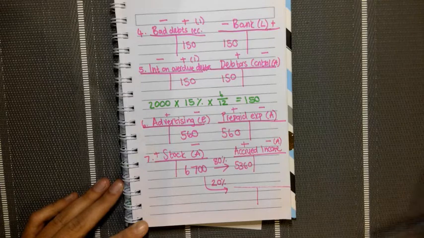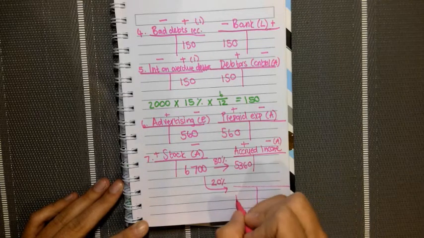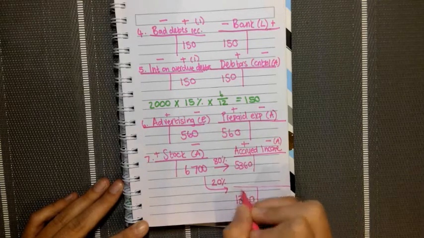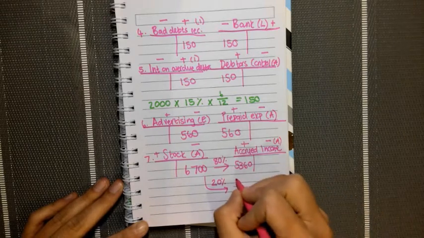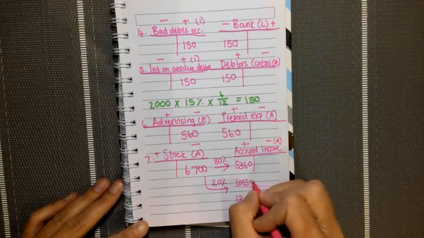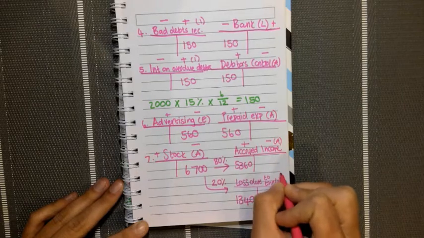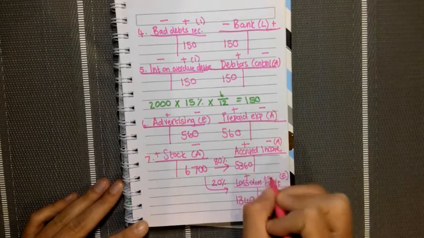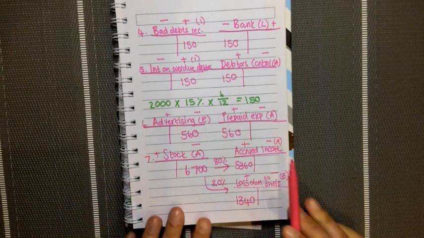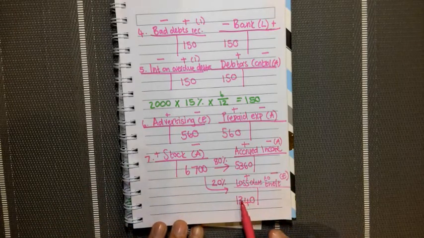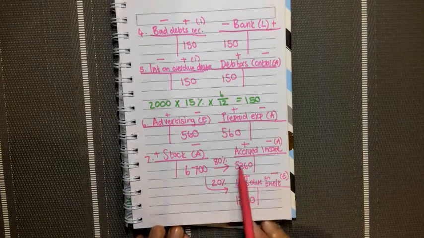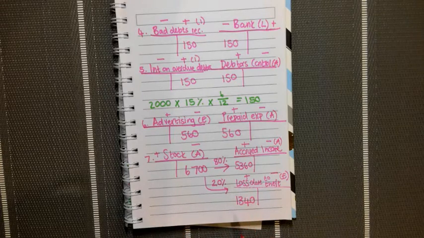The rest, the other 1,340, that debit goes to a new account that we call loss due to theft. It's an expense for us because it will decrease our profit. We need to cut our losses. So can you see, one big credit split into two debits? Not too important for now, but you need to be able to do it in any case before the end of the year.